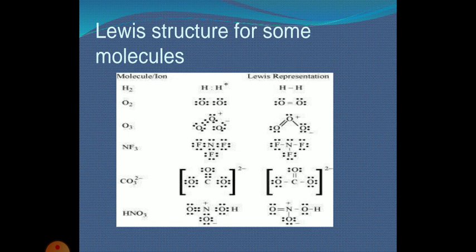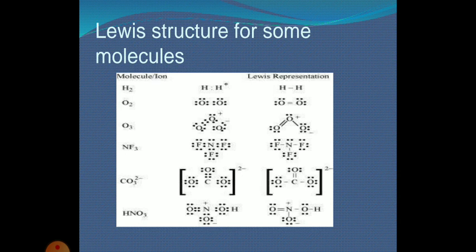Now here, for example, if we take the molecule H2 as one of the first examples, in Lewis representation we can show it with the help of a bond between them, one single bond, which is nothing but the sharing of two electrons, that is one pair. In case of O2, there are four electrons present in between them, that is we can say two pairs, that is a double bond.